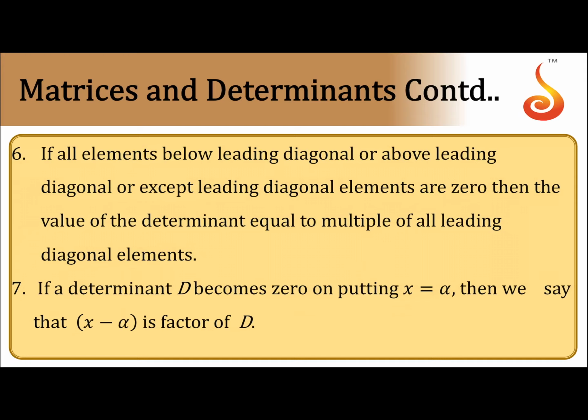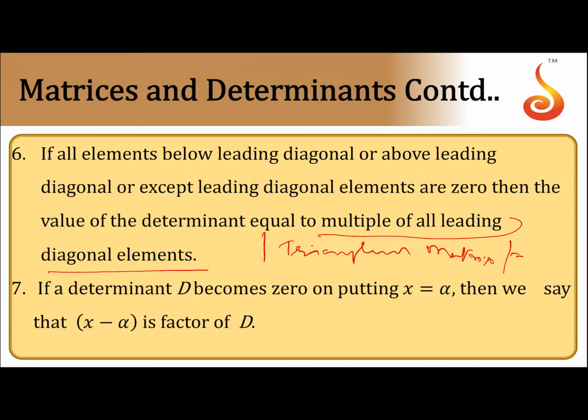Coming to the next one, a triangular determinant's value is the product of diagonal elements. If all the elements below the diagonal or above the diagonal, except the diagonal elements, are 0, then the value of the determinant is equal to the product of all the leading diagonal elements. It means the determinant of a triangular matrix, or it may be a diagonal matrix also, is the product of the leading diagonal elements. Remember that.